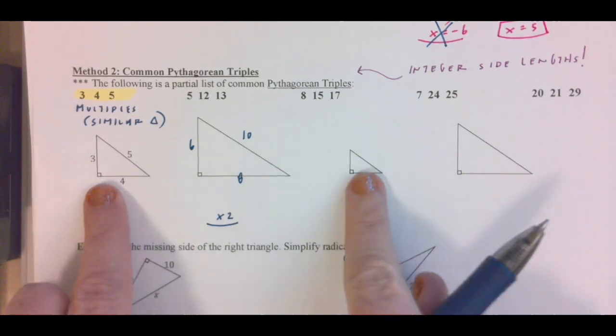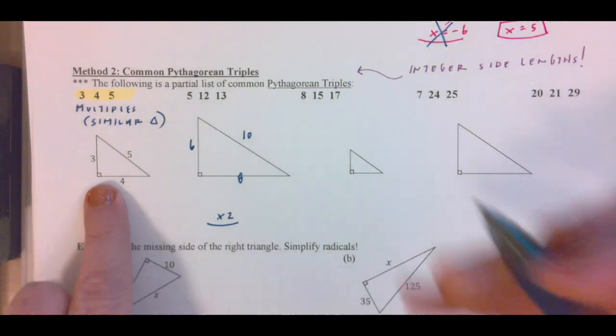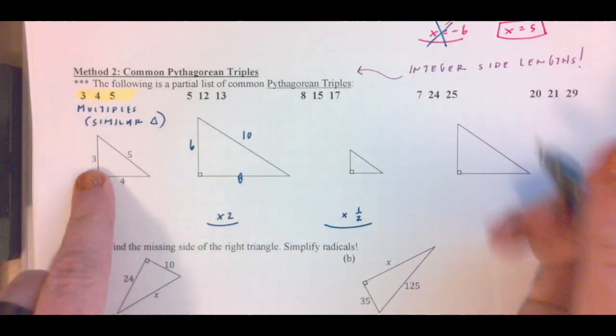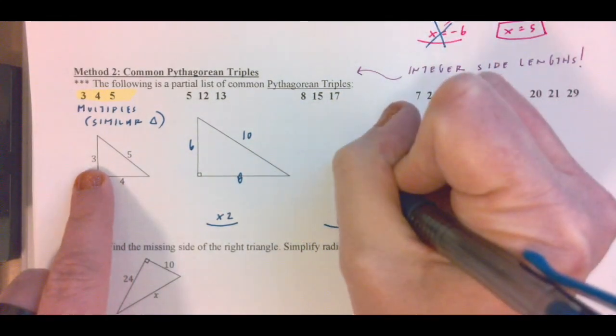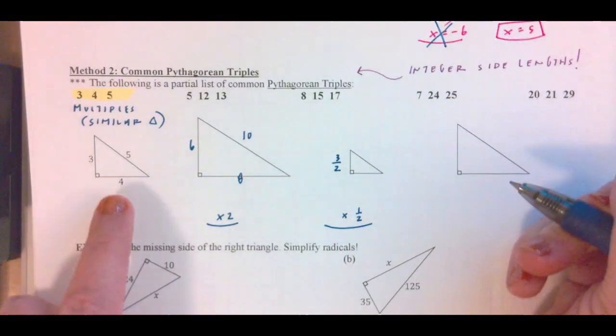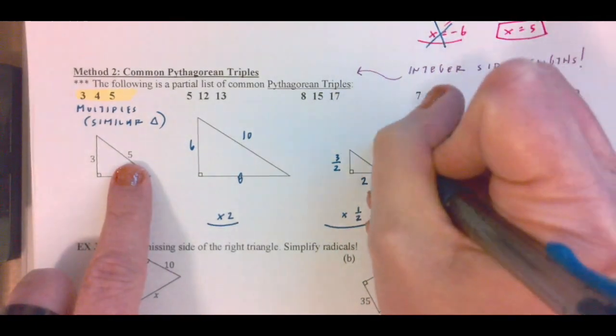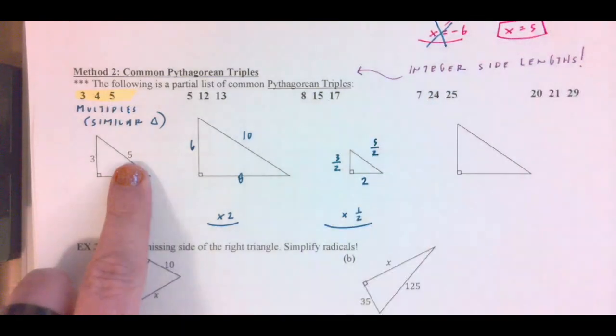Sometimes we shrink them down. So let's say that I apply a multiplier of 1/2. 3 times 1/2 would be 3 halves. 4 times 1/2 would be 2. 5 times 1/2 would be 5 halves.